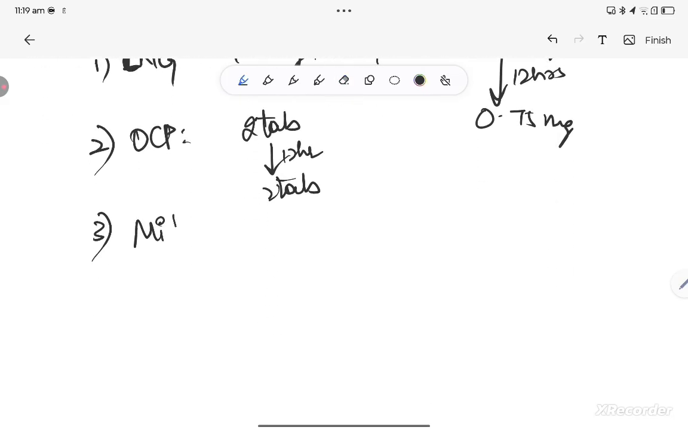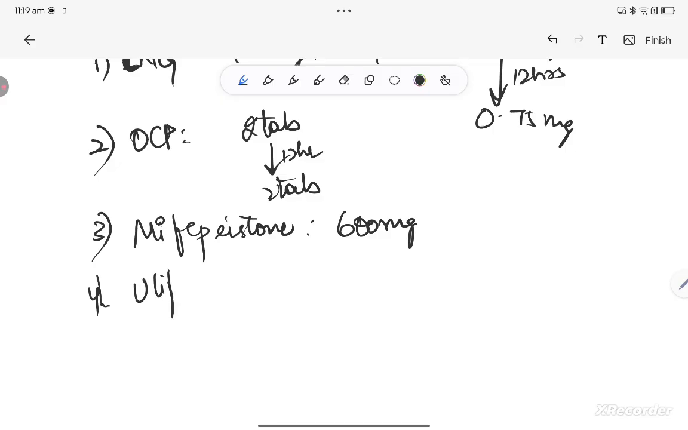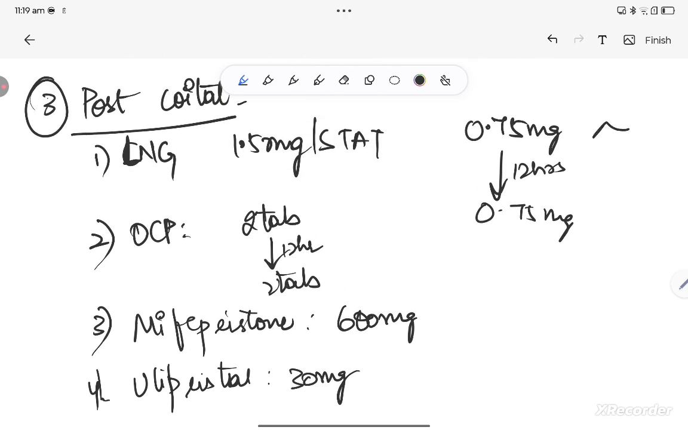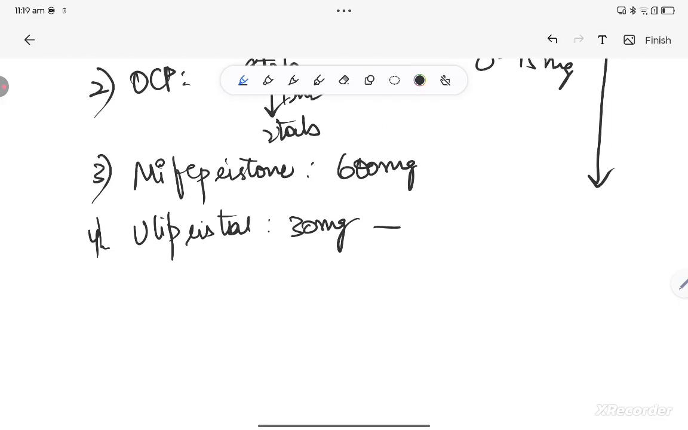Mifepristone is usually given at a dose of 600 milligrams stat, followed by misoprostol, sometimes without any, it depends. Okay, and then the fourth one is ulipristal. Ulipristal is given at a dose of 30 milligrams stat dose, both are stat doses. All these first three should be taken within 72 hours of unprotected exposure. Ulipristal can be taken up to 120 hours of unprotected exposure.